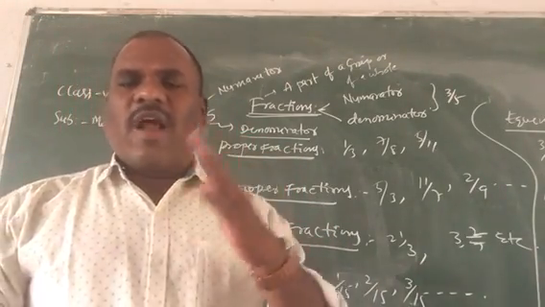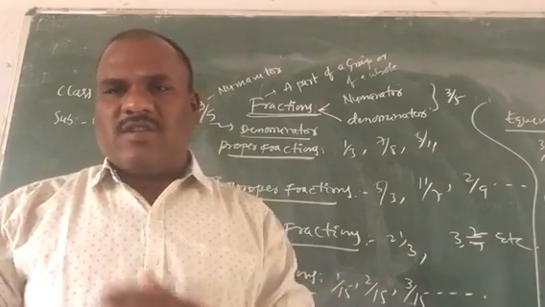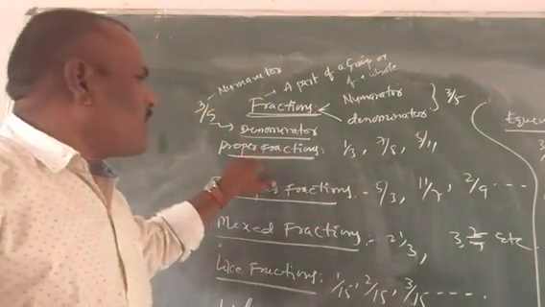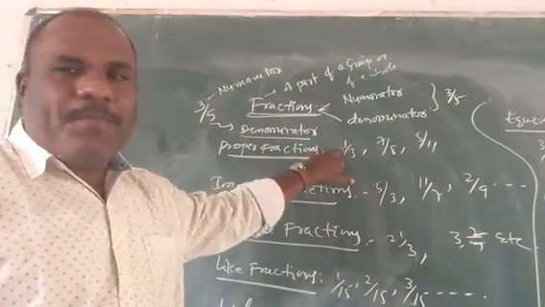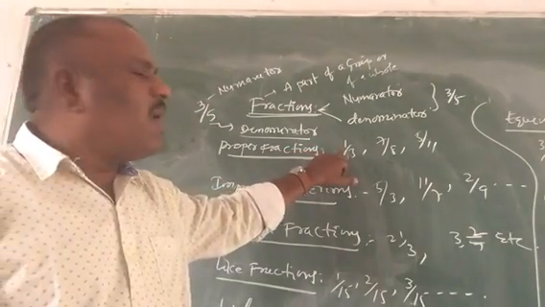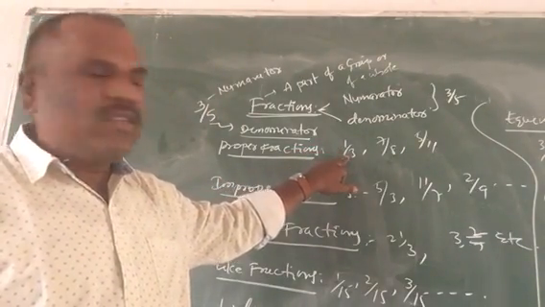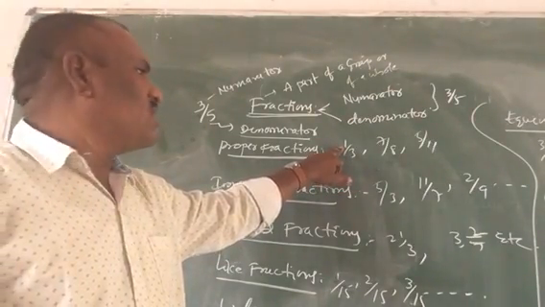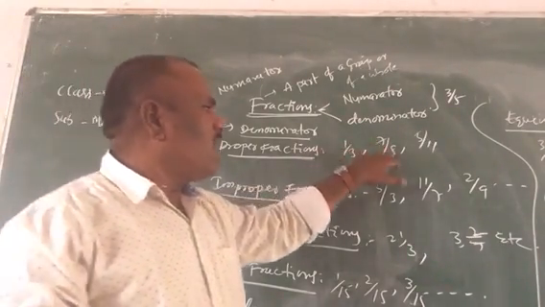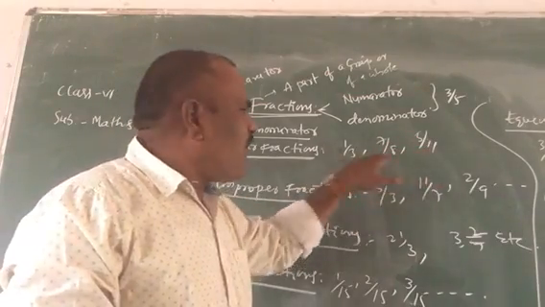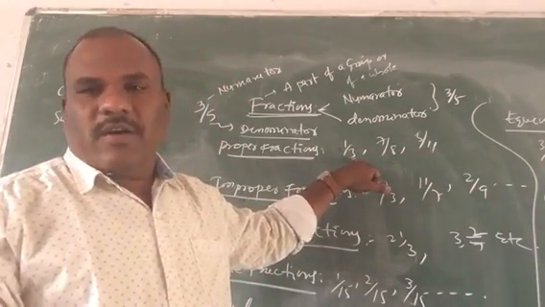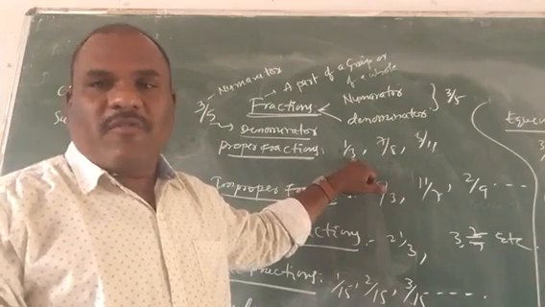So there are types of fractions. Proper fraction, children. So what is called a proper fraction? See, a fraction is said to be a proper fraction if the numerator is less than the denominator. Examples: 1 by 3, 7 by 8, 5 by 11. In all these fractions, the denominator is more than the numerator, so they are called proper fractions, children.